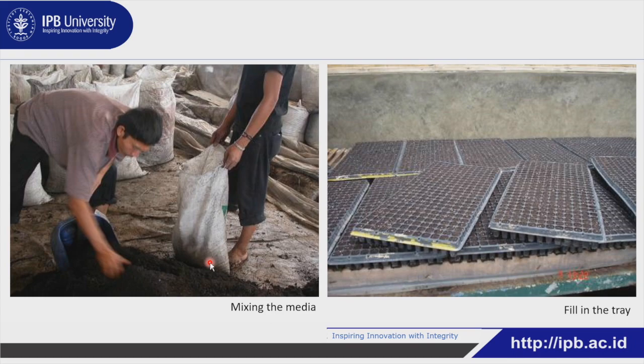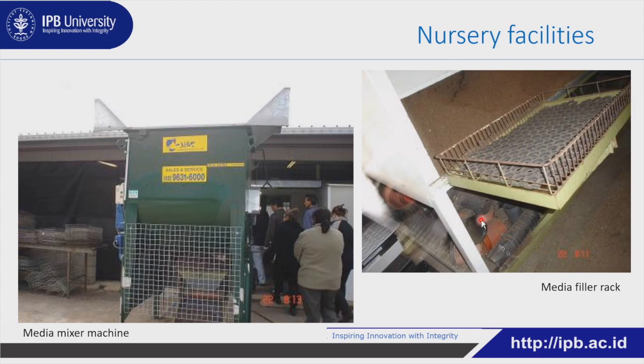And we mix the media. Usually we use compost and green manure and also rice husks. After that, we can fill it in trays or single poly bags or even bigger containers for producing plants. It's also interesting because now there are so many options for media mixer machines.